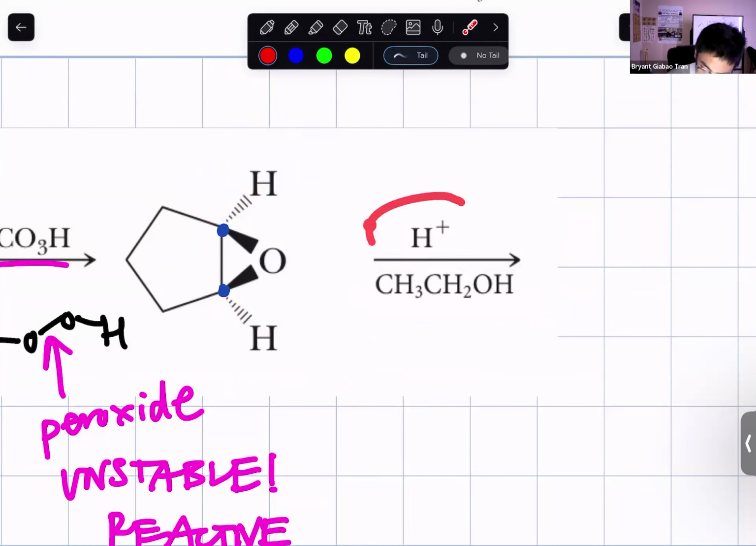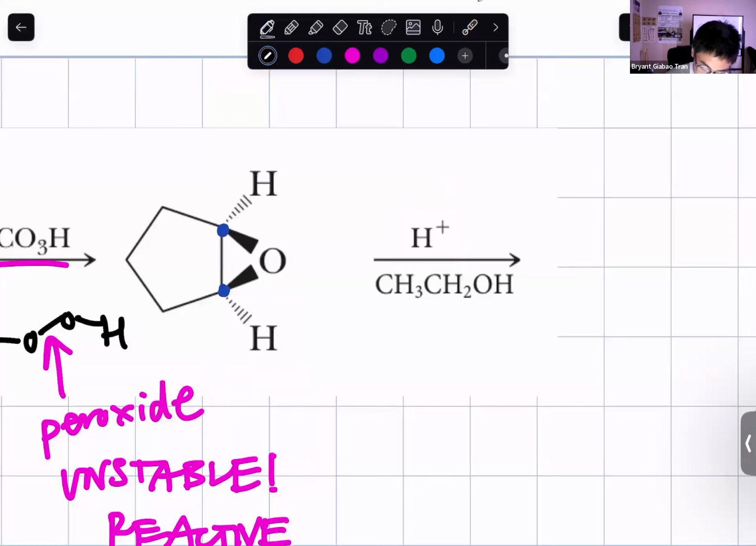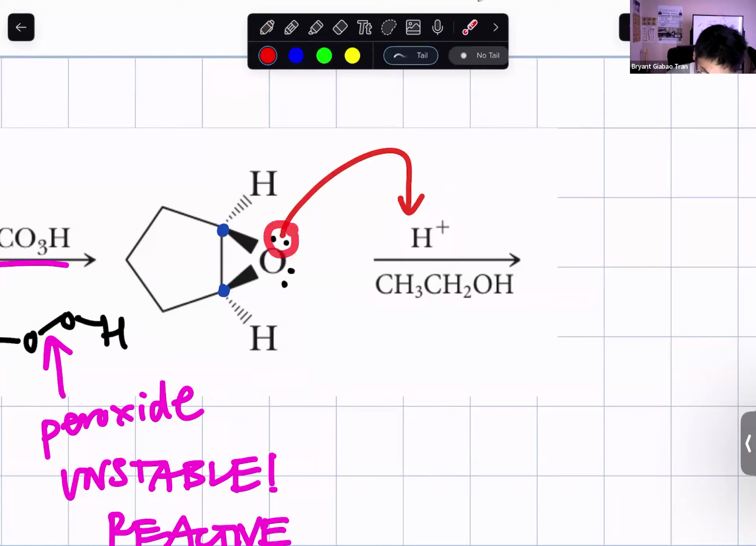We are in acidic conditions because we see that strong acid there, H plus. When you see a strong acid, we're going to look for the strongest base to react that strong acid with. The strongest base in this molecule is going to be this oxygen with two pairs of electrons. This oxygen is going to attack this hydrogen with one of its pairs of electrons. It's going to make a new bond to that hydrogen using that pair of electrons right there.